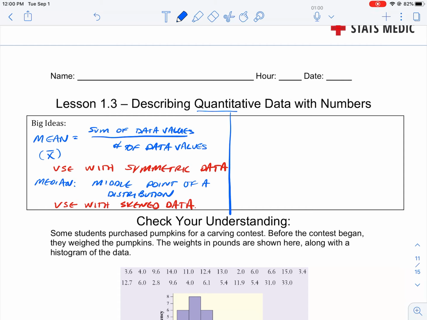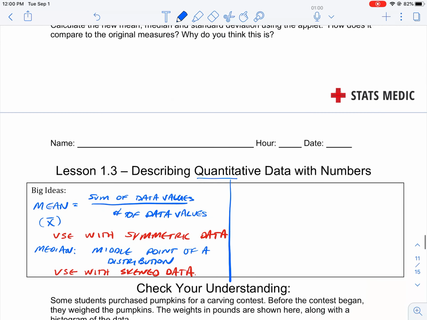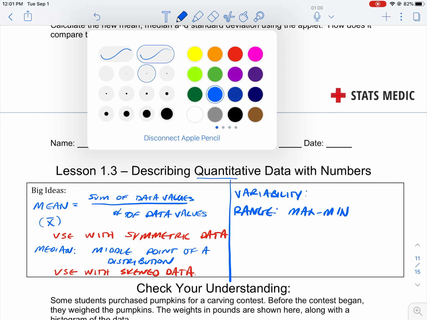The second piece that we're going to talk about today is the concept of variability. When we talked about variability in the last video, we really only had one measurement for it, and that was the range. Range is found by taking the max and subtracting the minimum value. So the max minus the min is going to give us the variability. There's another measurement that we're going to talk about.